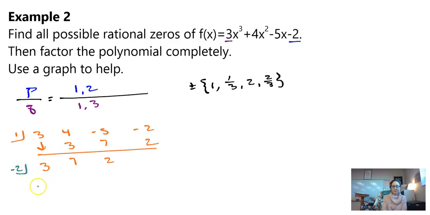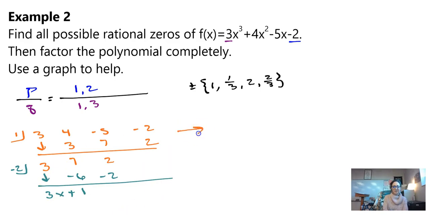So let's put -2 in the corner, and let's go again. So let's bring down the 3, multiply, add, multiply, add. Look, I got a remainder of 0, which is great news, because we knew that x equals -2 is a zero, so x plus 2 should have been a factor. All right, and now I'm left with 3x plus 1. So now I can find that final zero and my final factor, right?